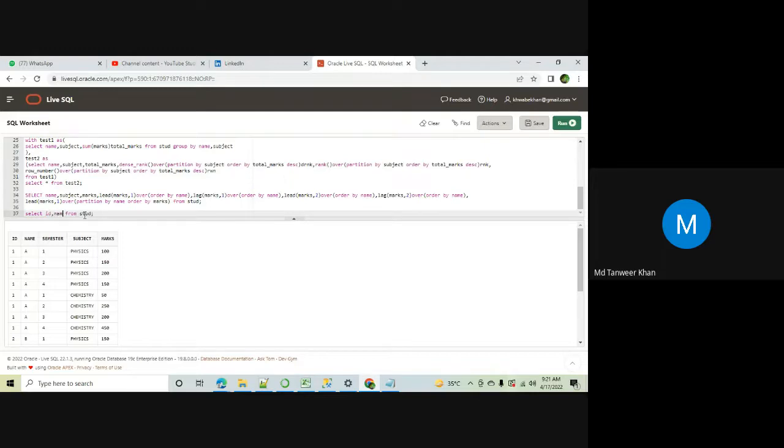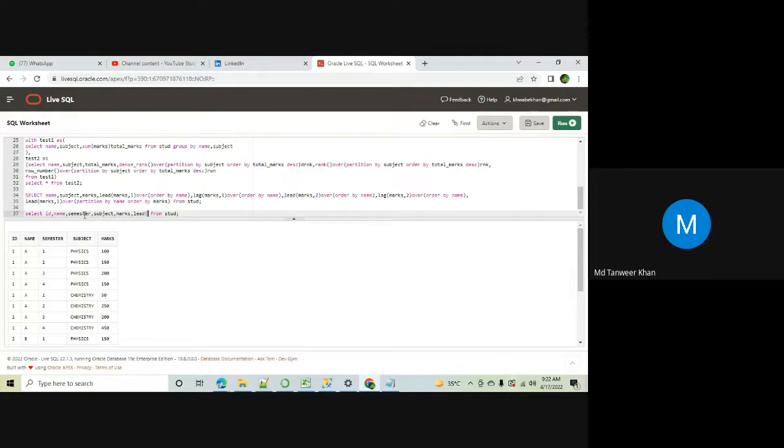ID, comma, name, comma, semester, comma, marks. First of all, just try to understand what is lead and what is lag. And then I will show you from a question, the example of that, and that will be more clear to you. Okay, so first of all, just try to understand what lead can do and what lag can. If you understand lead, lag is exactly opposite of it.